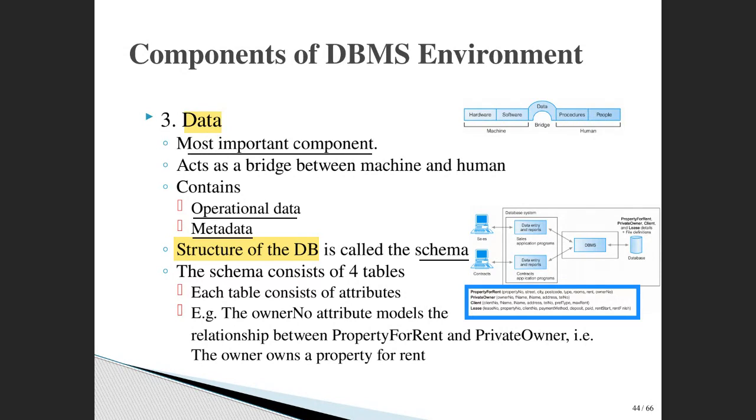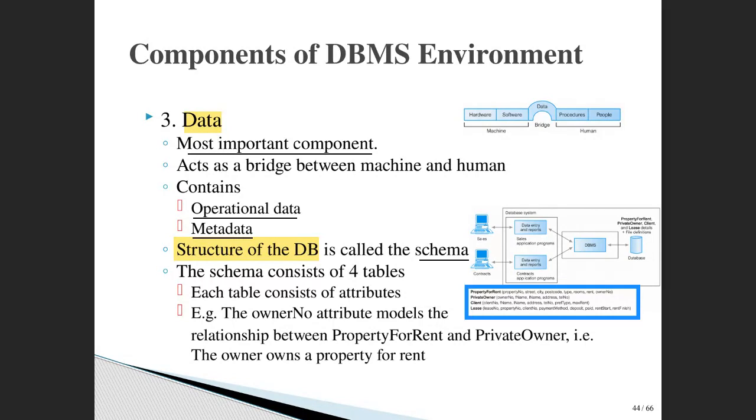Each table contains a number of attributes. So, for example, there is the property for rent table, a private owner table, a client table, and a leases table. If we take, for example, the private owner table, there will be five attributes: owner number, first name, last name, address, and telephone number. These are attributes.